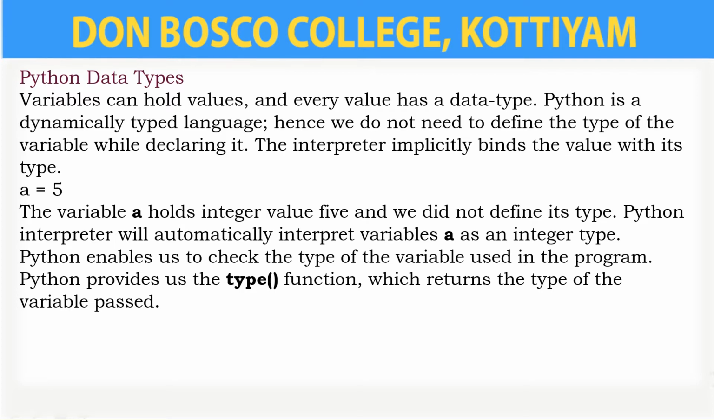But in Python, there is no need to declare the data type of a variable. A variable a holds the integer value 5 and we do not need to define its type. Python interpreter will automatically interpret variable a as an integer type. Python provides us a function to find the type of a variable, that is the type of function.